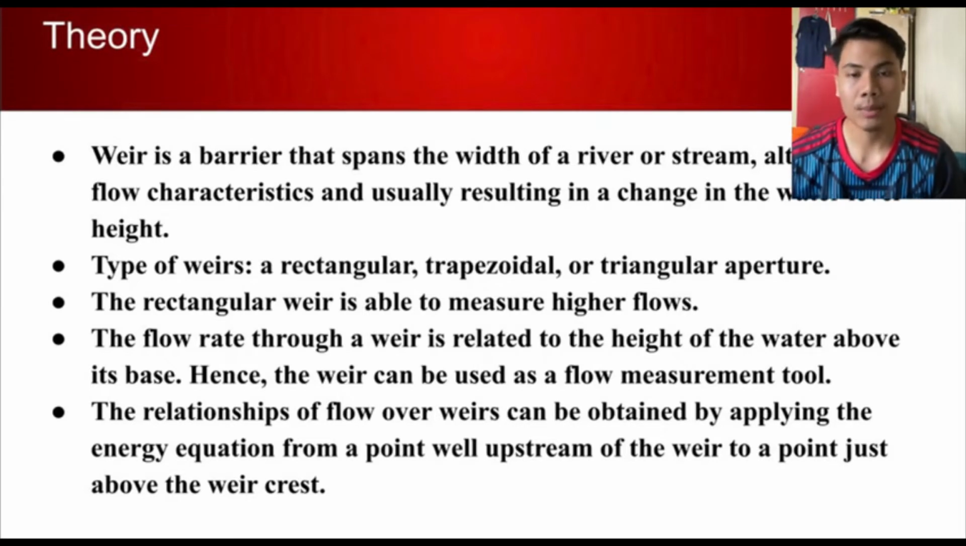A rectangular weir is able to measure higher flows, with the flow rate of a weir related to the height of the water above its base. Thus, the weir can be used as a flow measurement tool, and the relationship of flow over weirs can be obtained by applying the energy equation from a point well upstream of the weir to a point just above the weir crest.